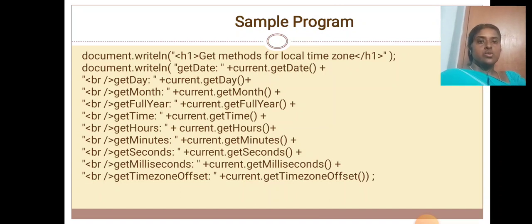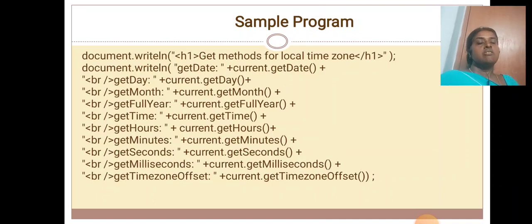Next, we are going to make use of the different get methods. The first method I am going to use is getDate, current.getDate. That method will return us the current date of the system. getDay means the day of the week will be returned. getMonth, the current month will be returned. getFullYear, 4 digits of the year will be returned. getTime, the complete hours, minutes, seconds, milliseconds, every answer will be returned with the help of the getTime method. getHours, the specific hour in which I executed this program.